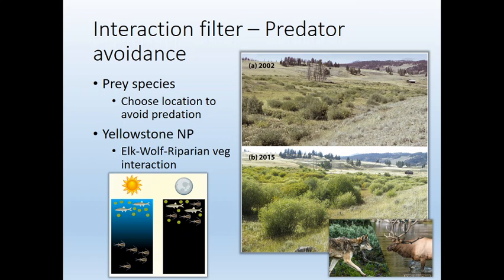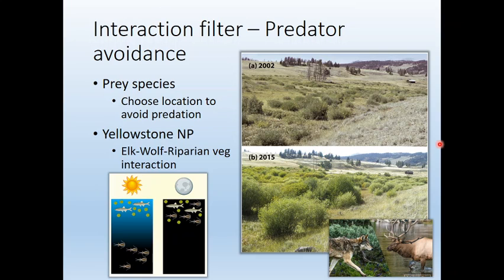Another way we can think about the interaction filter then is predator avoidance. Okay, so if you're a prey species, you're going to choose a location to minimize, or maybe not completely avoid, predation, but at least minimize it. And a perfect example is that classic story of the elk in Yellowstone National Park before and after wolf reintroduction. Before, in the early 1990s and before, when there were no wolves in Yellowstone National Park, all those elk stayed in the riverbeds because that's where the juiciest plants were that grew the fastest and had all the best nutrients, right?